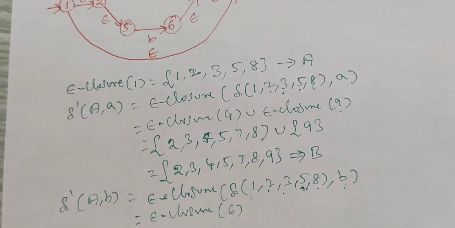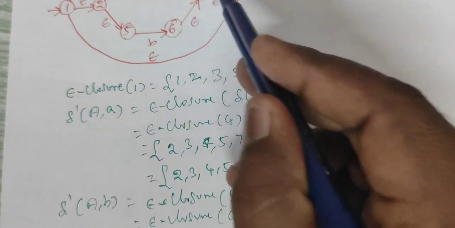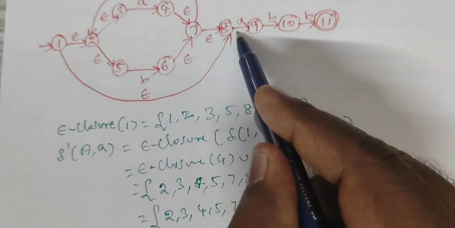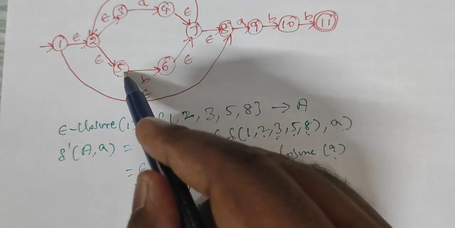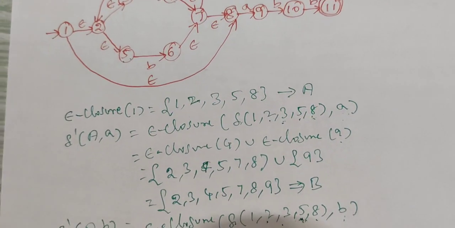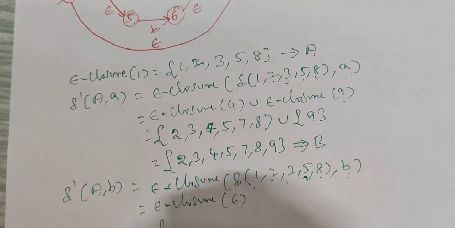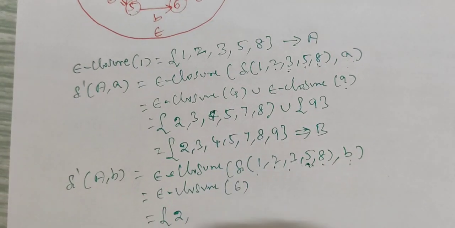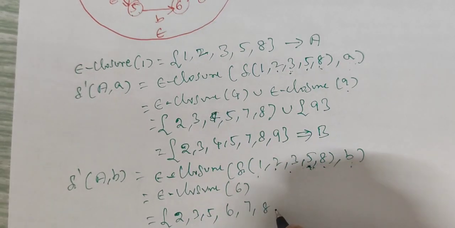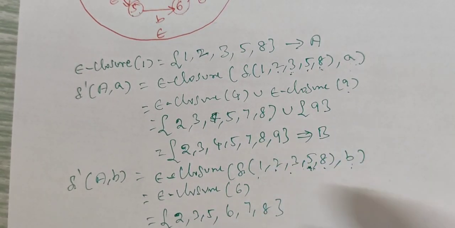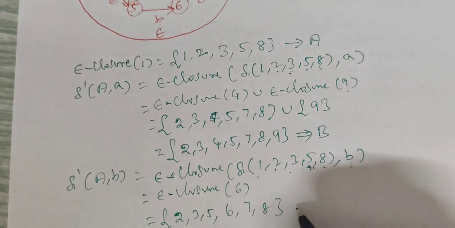So epsilon closure for 6. So 6, 7, 8, then 7 to 2, 2 to 3, 5. Okay, the answer is 2, 3, 5, 6, 7 and 8. Okay. So this is called as state C.